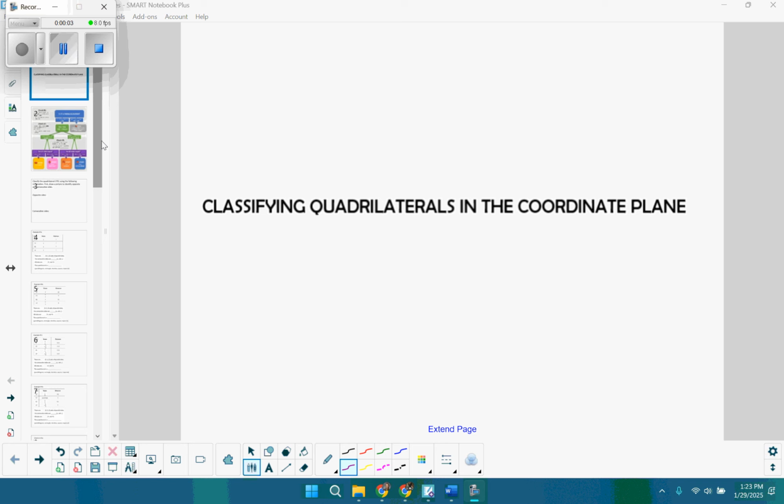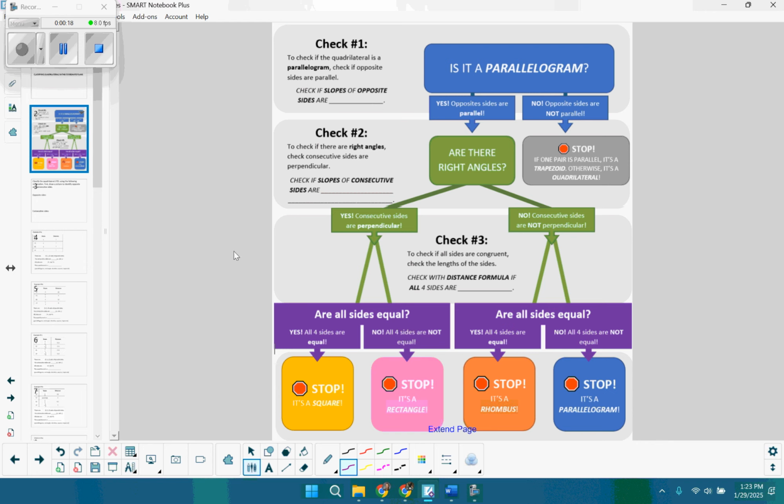This lesson is on classifying quadrilaterals in the coordinate plane. So we can use the points that make up a shape and the slope and the distance to tell us what shape that is. And we have one big chart here. The first thing we're going to check is to see if it's any type of parallelogram by looking if the opposite sides are parallel. So we're checking if slopes of opposite sides are equal. That's our very first step.